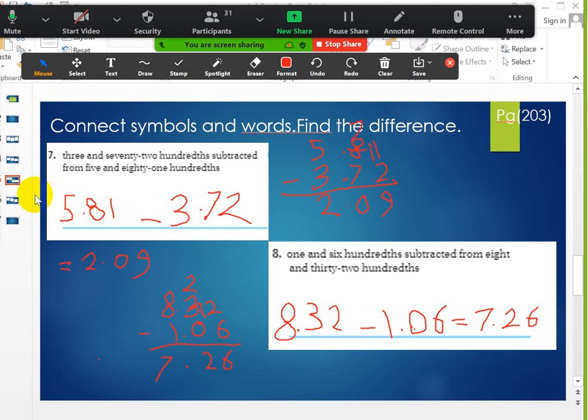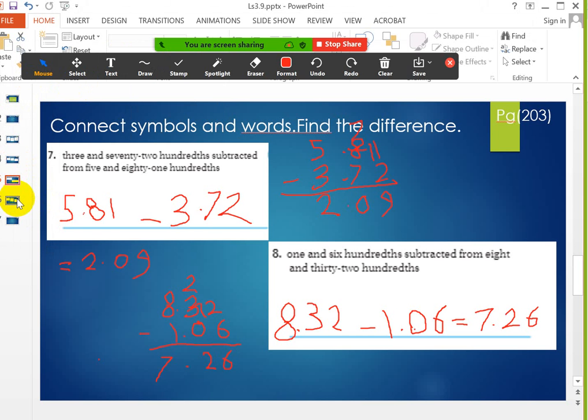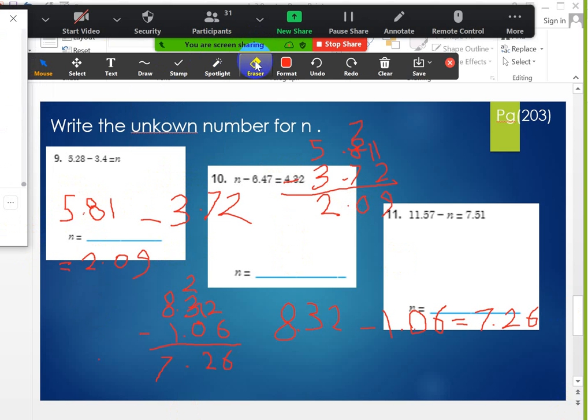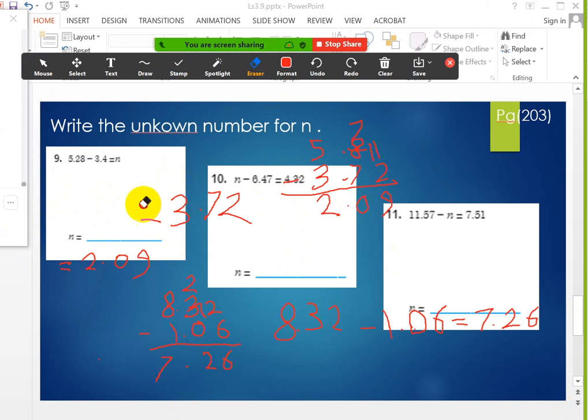Okay, girls, now let's move to exercise number 9. I want you to focus with me in this exercise. So write the unknown number for n. The unknown number for n, that means write the answer for the subtraction. I will erase only the first one. I will leave the second one.